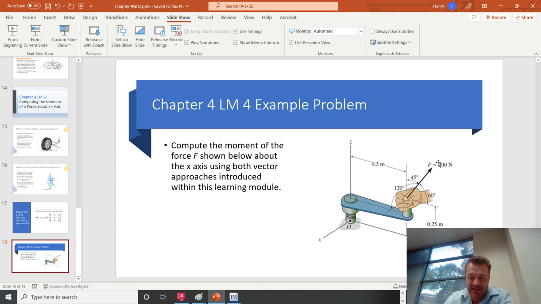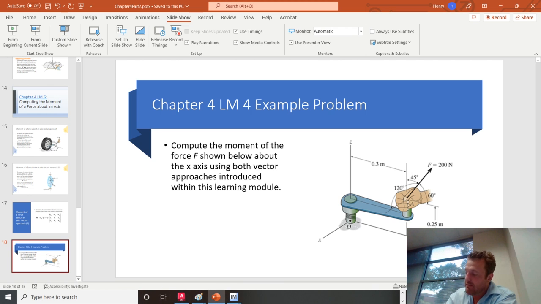In your textbook, oftentimes it's hard to see where another point along the line of action would be other than the point of application. And that's the case here. So to go from the origin to the point of application, I don't move any in x. However, in the y direction, I'm going to move in the positive 0.3 meters. And upwards from there, I'm going to move up 0.25 meters.